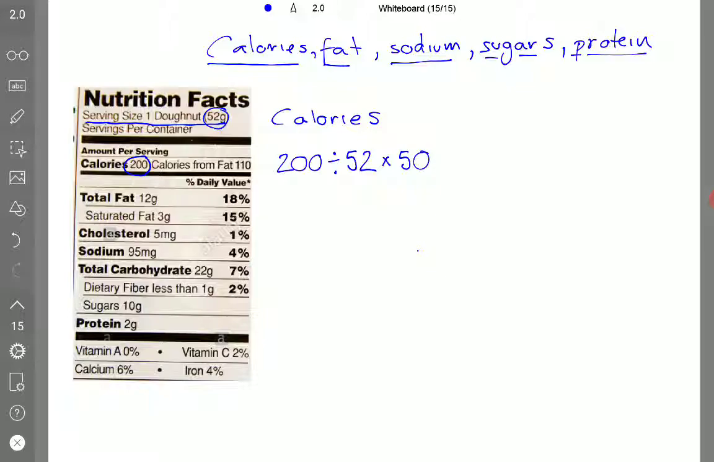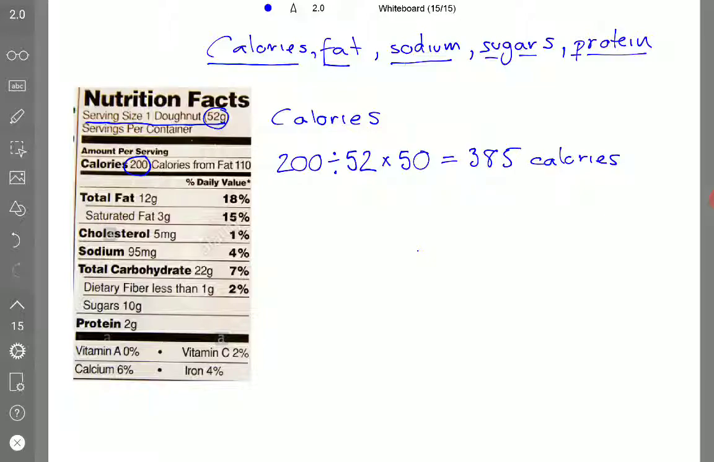that we're calculating. Okay, so if you do this in your calculator, 200 divided by 52 times 50, that's going to be 384.6, but I'm going to round that up to 385, and this is going to be the number of calories that you have in 50 grams of this particular sweet.